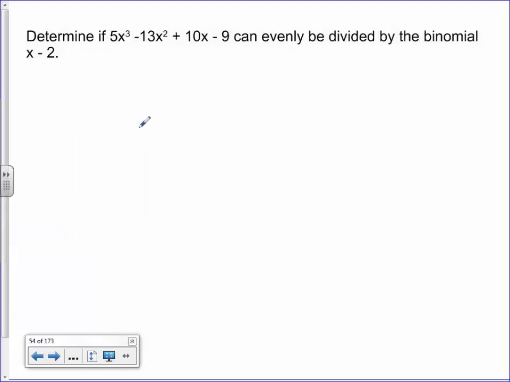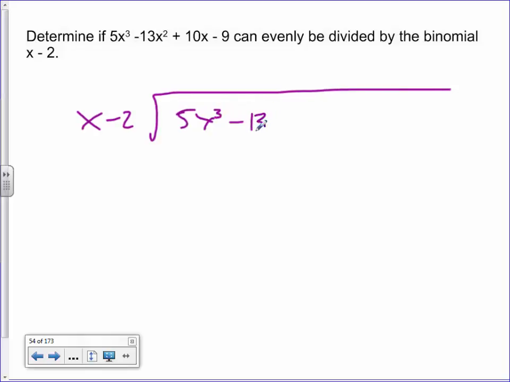Let me try long dividing it one more time, just to make sure everybody catches the idea here. So take your x minus 2, put it into your 5x to the third minus 13x squared plus 10x minus 9. So pause me if I lose you. First step, how many times can x go into 5x to the third? 5x squared. Yes, 5x squared. When you divide by x, it just goes down one power. Exactly, you're basically just dropping it down a power.